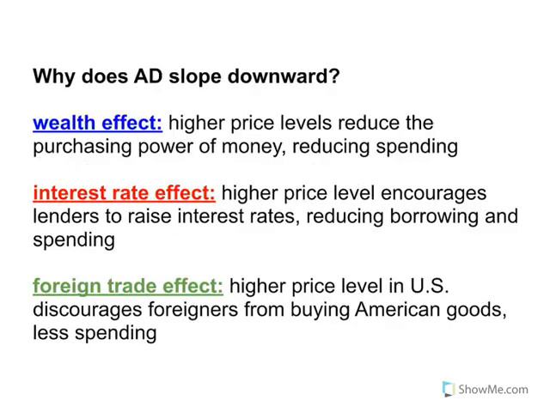Now, there are three different reasons why aggregate demand slopes downward. And as you can see here, they're very different reasons than why the market demand curve slopes downward. So you got to keep them separate and don't mix them up.